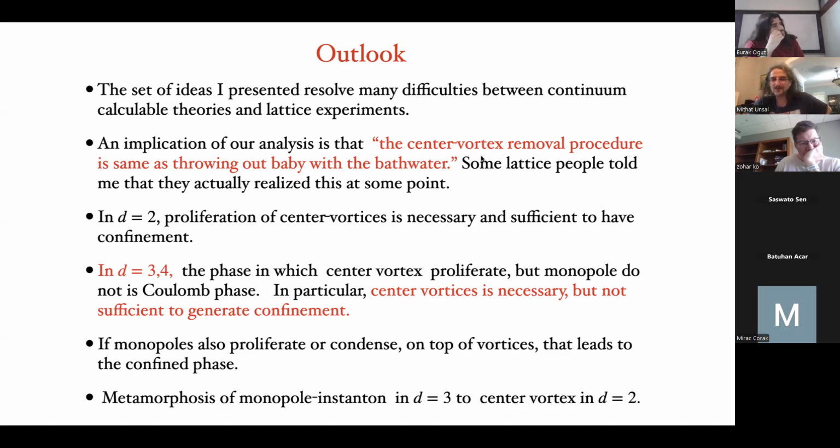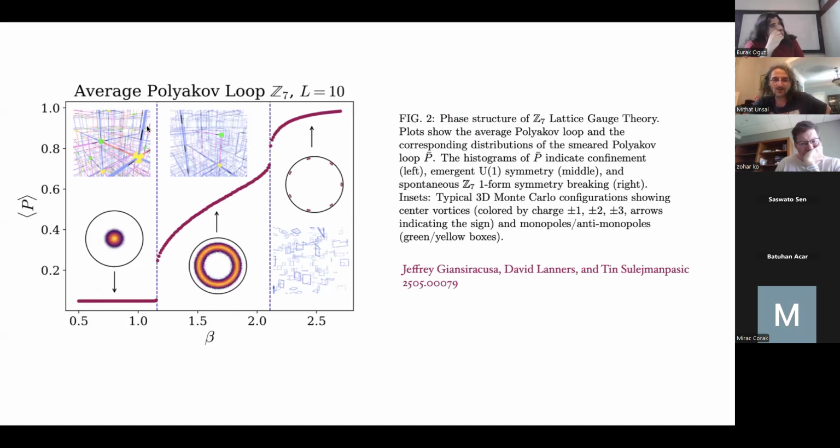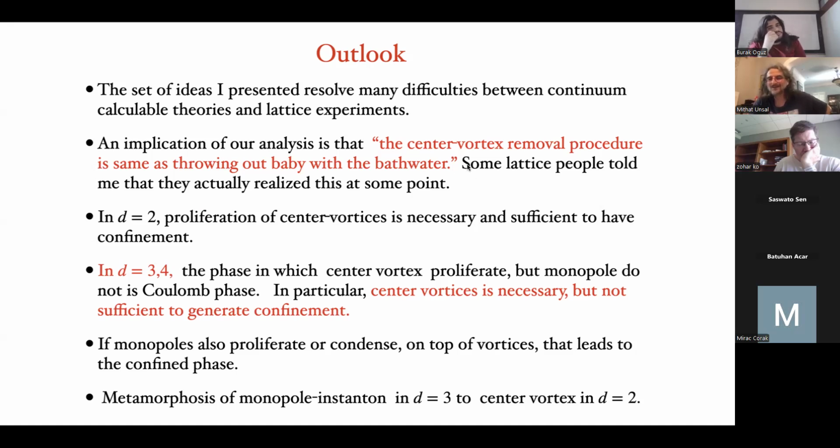You know, when people essentially remove the center vortices, they also implicitly remove the monopoles. Hence, some of the conclusions you reach are sort of vague or plagued a little bit. From this analysis, you actually learn the necessity of the center vortices, but not sufficiency. So only in 2 dimensions, this proliferation of center vortices is both necessary and sufficient to have confinement. In 3 and 4, the phase in which center vortices proliferate but monopoles do not is the Coulomb phase.